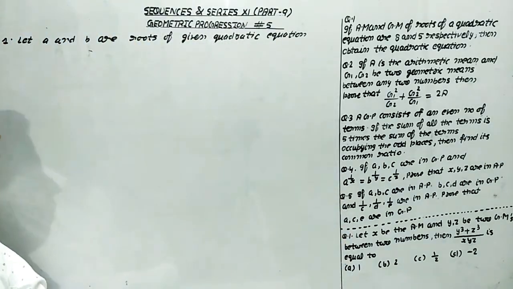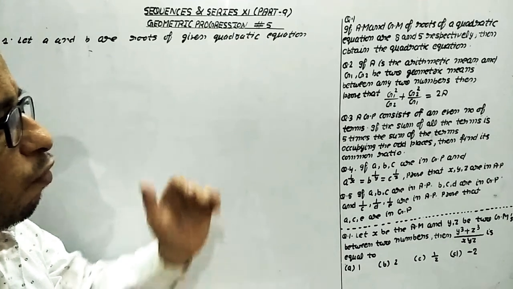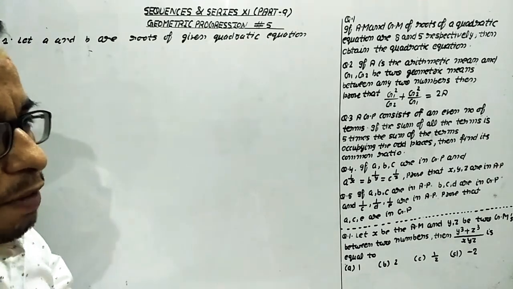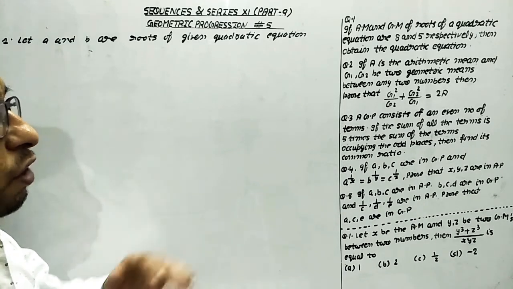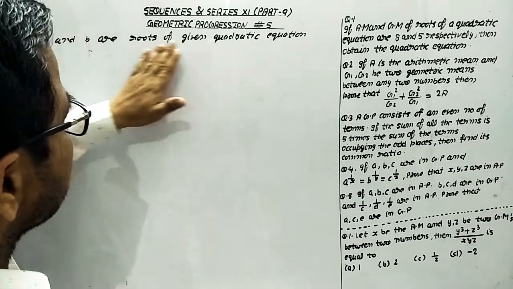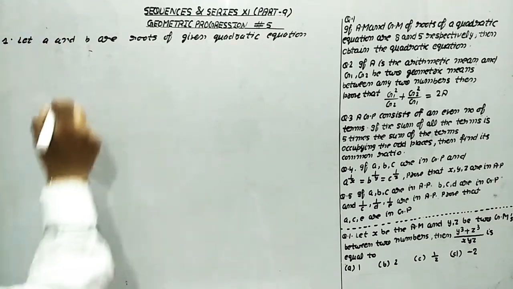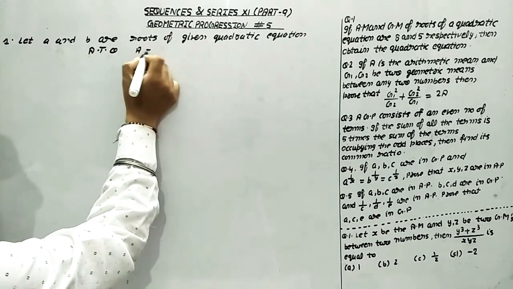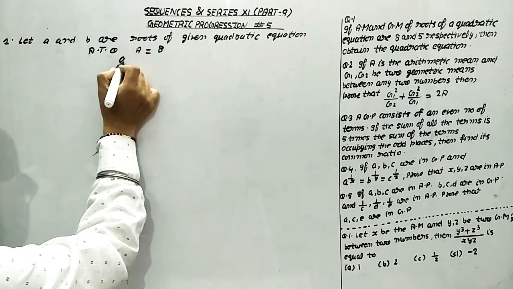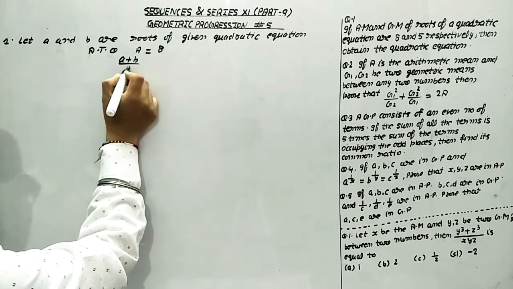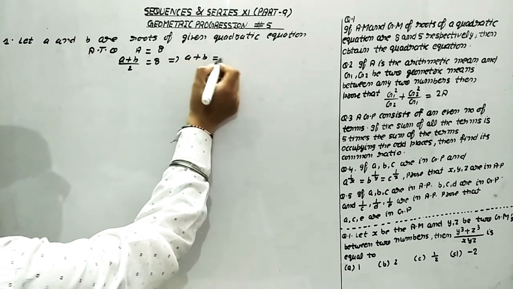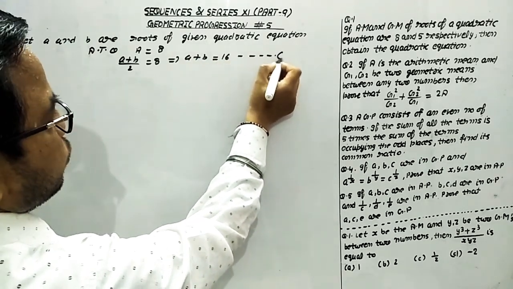In question number 1, if the AM and GM of the roots of a quadratic equation are 8 and 5 respectively, then obtain the quadratic equation. First of all, let us suppose A and B are the roots of the given quadratic equation. According to the question, the AM is 8. It means (A plus B) upon 2 is equal to 8. It implies that A plus B is equal to 16. This is the first equation.